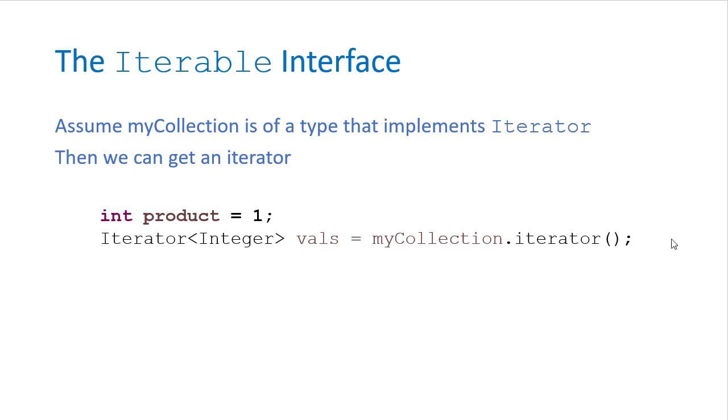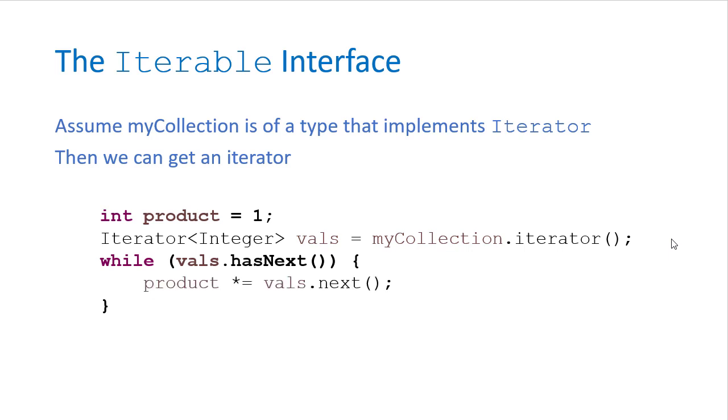Now that I have this iterator, I can use the hasNext method to determine is there anything left in this iterator. And so this while loop will continue as long as there's an element left that I haven't seen in that iterator. And then to get that next value, I call the next method on the iterator and multiply that times the existing product. Now, once hasNext returns false, the loop exits, and I can print out my product. So this is one way to use an iterable object. We're able to get an iterator out and then use that iterator.